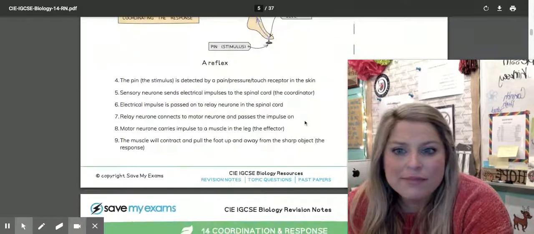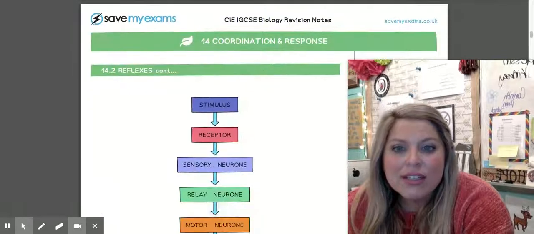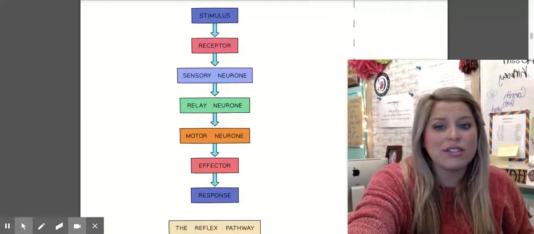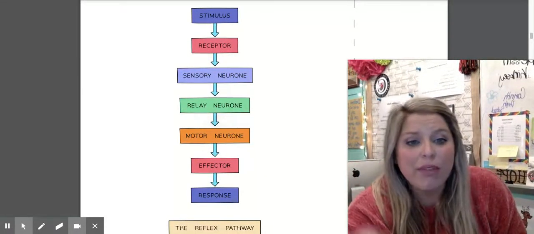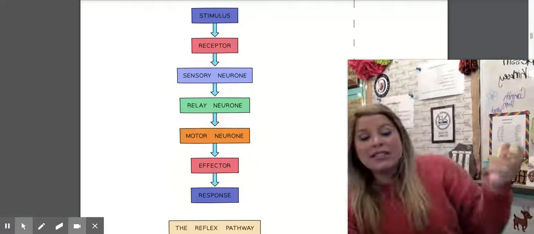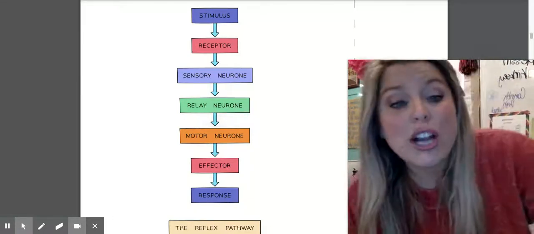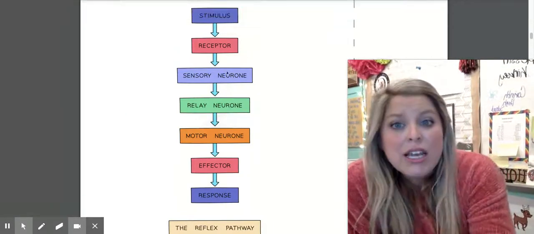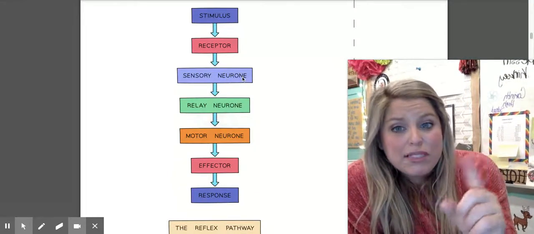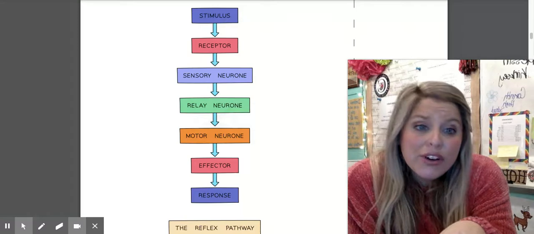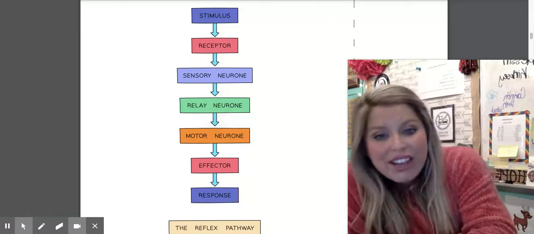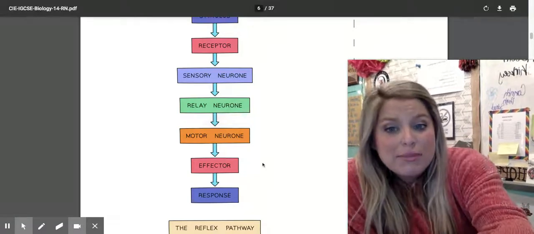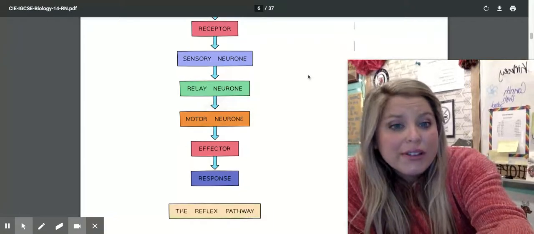Now, if we are looking at the main terms, and I've seen this on a test question, so make sure you understand the reflex pathway and how the stimulus creates a response and how it travels through the body. So you have your stimulus, which comes in contact with a receptor, which then allows that impulse to travel up the sensory neuron to the relay neuron, then to the motor neuron, which causes a response in the effector, and then there's an actual response made, okay? So this has been a test question. Just note it will be in your notes, and make sure you look over that.